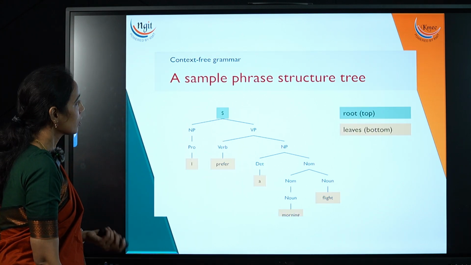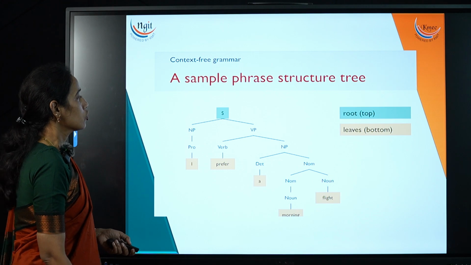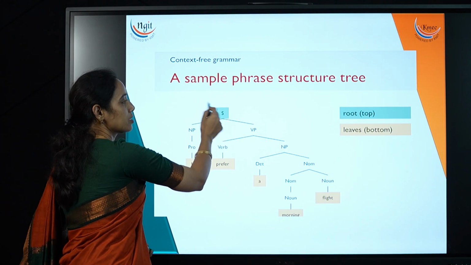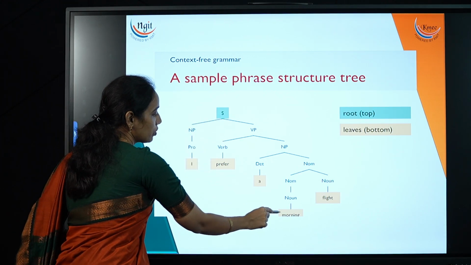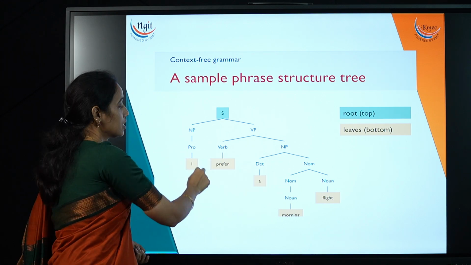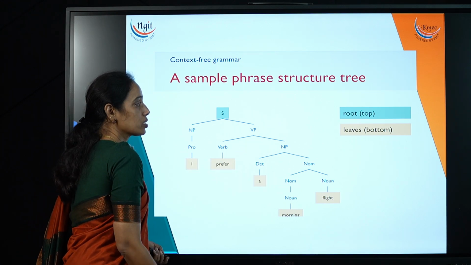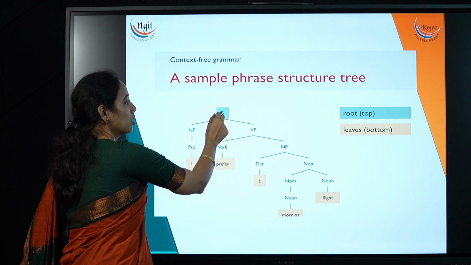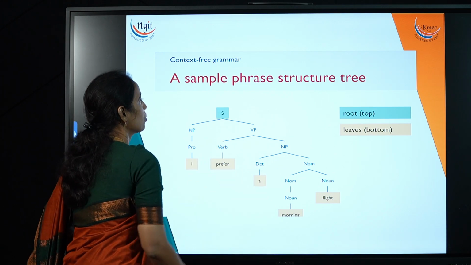Now next, context free grammar is the same. So here we can see the start symbol is the root, and these, which we have derived as one particular sentence, are called the leaves, that is the bottom. So this is the root or top, and these are called the leaves or bottom.